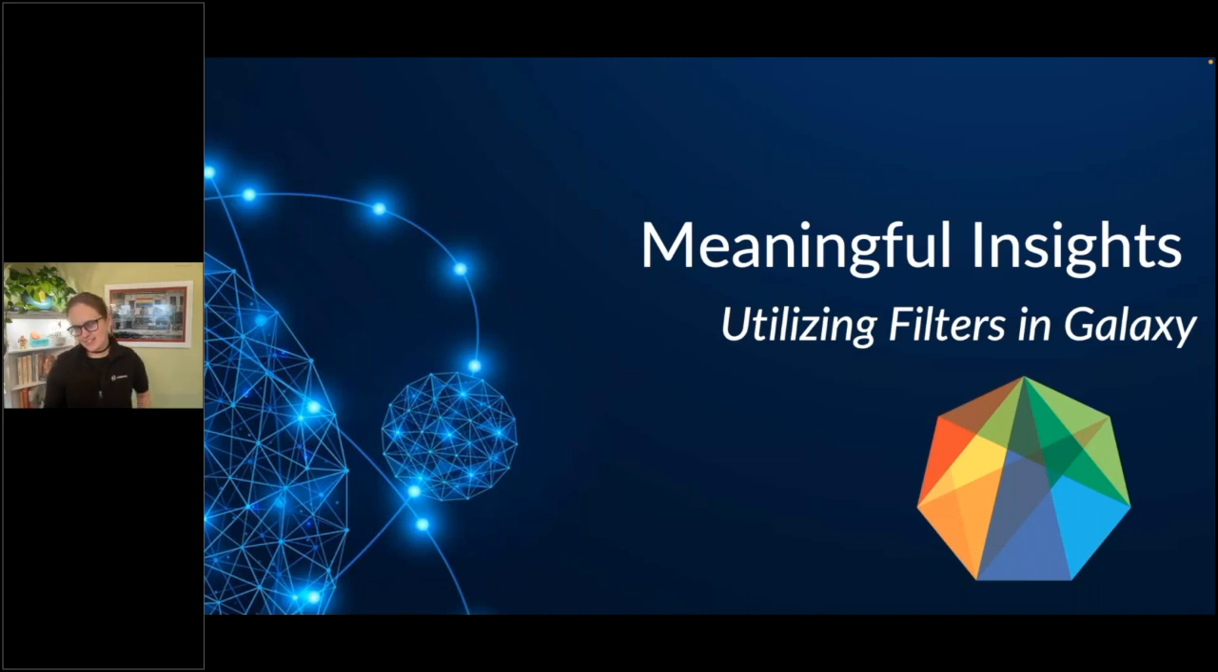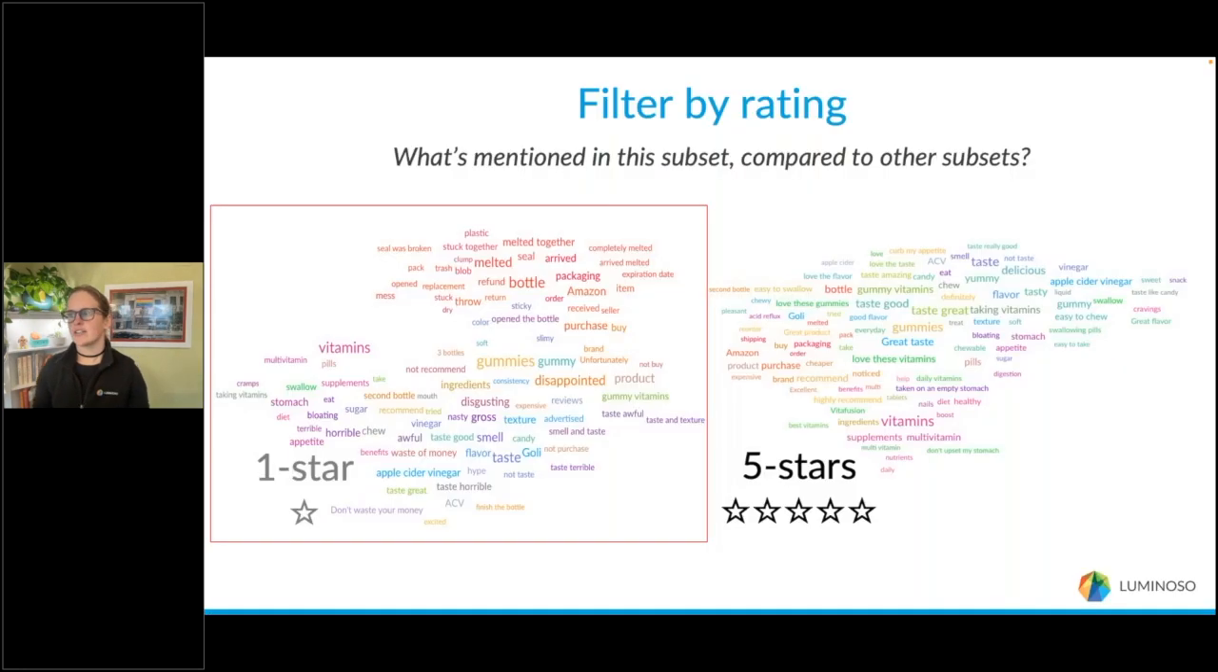From here, once you have your data and your stories, hopefully you also have filters or metadata that you can use to drill down into subsets of your data. So to demonstrate how that works, let's look at comparing by filters. So this is the vitamin gummy data set. On the left, we have filtered to 1-star reviews. And on the right, we have filtered to 5-star reviews and the different language that surfaces in each of these subsets.